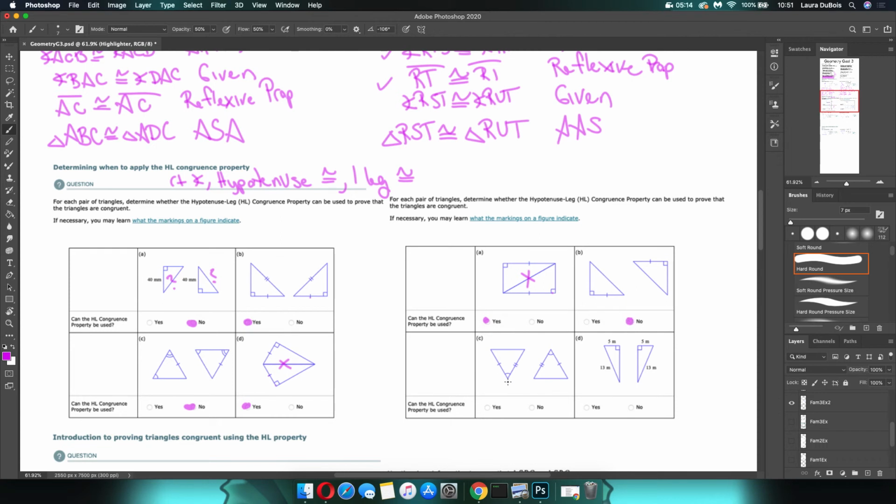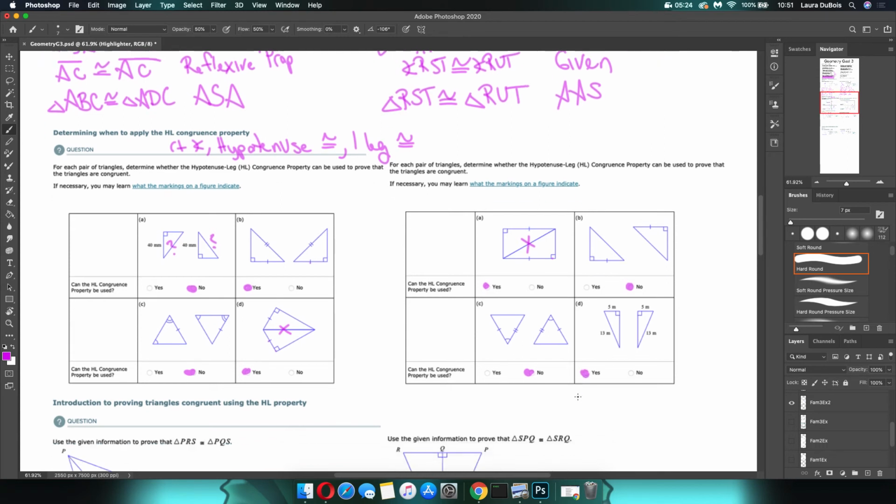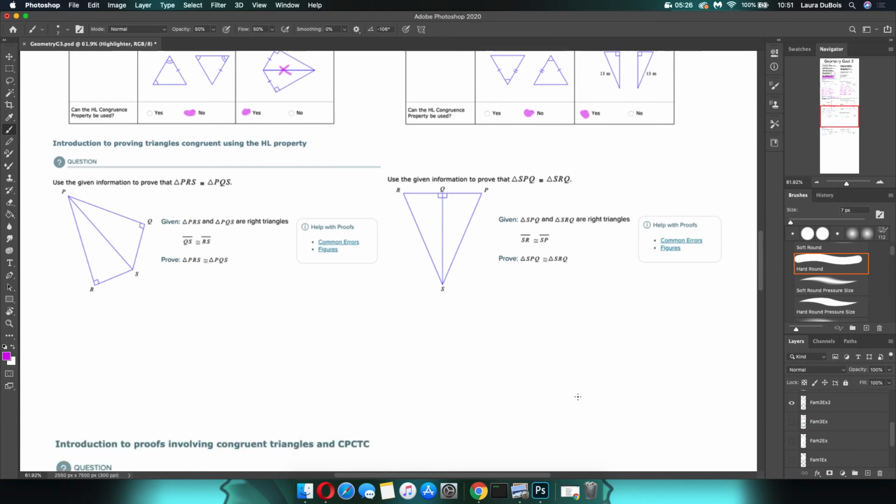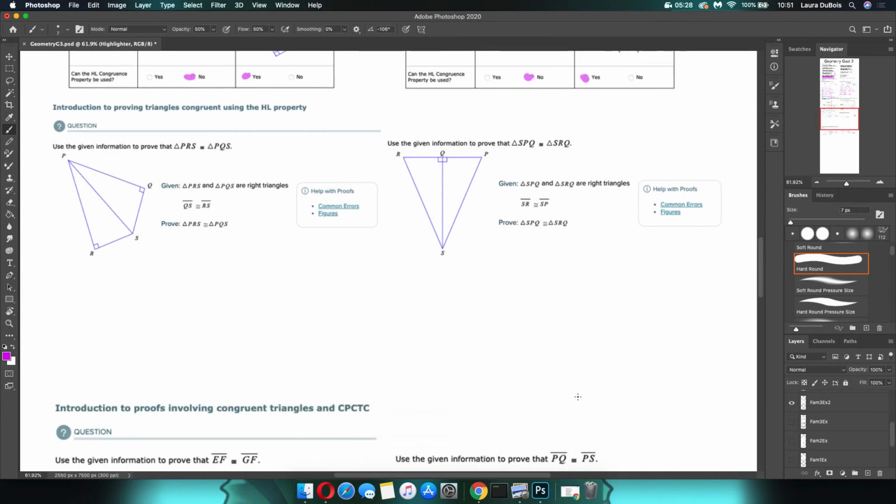This one, do we have a right angle? Nope. So that's a no. Do we have a right angle? Yes. Do we have a leg? Yes. Do we have the hypotenuse? Yes. So this one is actually pretty straightforward. And now, introduction, now come the proofs again. We're told to write triangles. So let's see here. We're also told QS is parallel or congruent to RS. And oh look, our old friend reflexive.